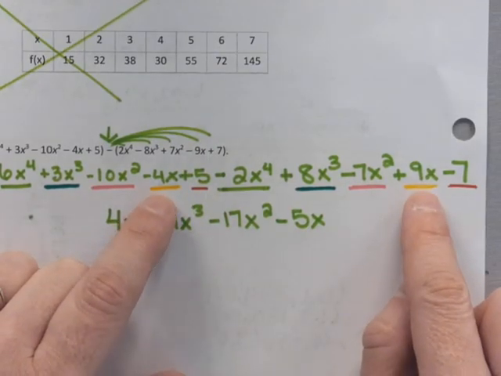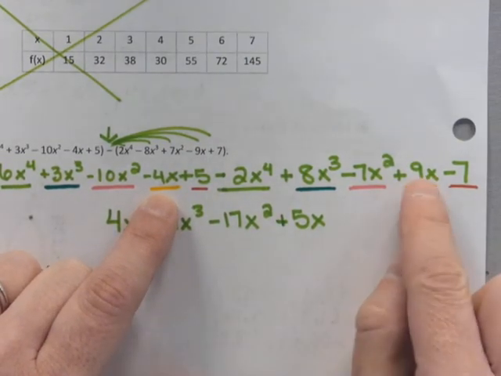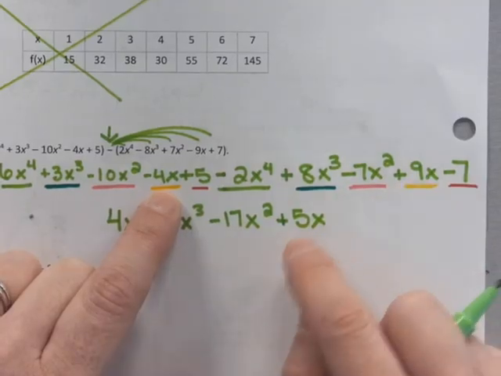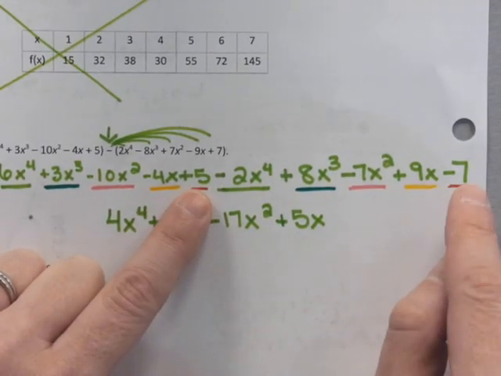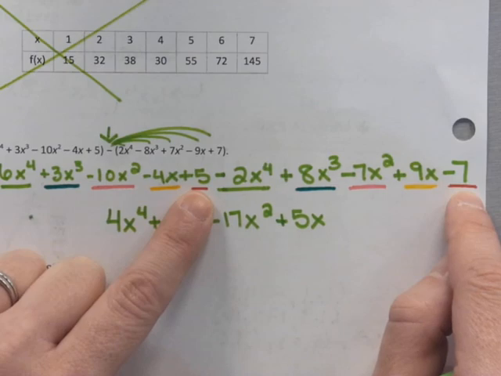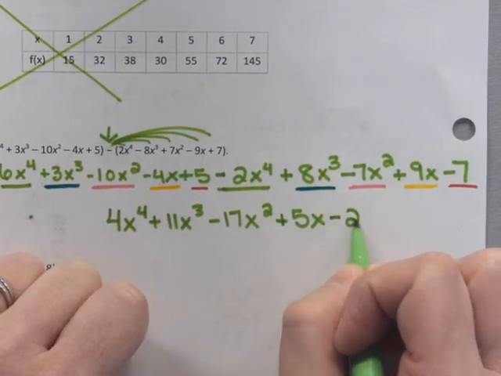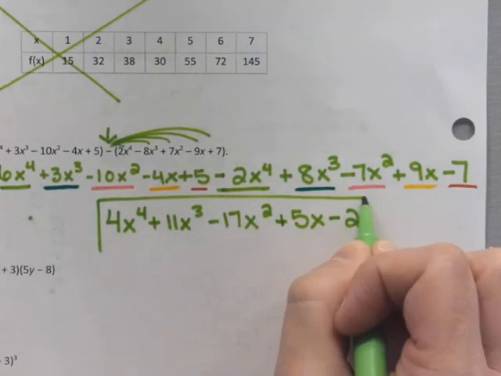Oh, wait, what did I do? It is positive. Oh, sorry. 9x minus 4x. Yep, it's a positive. Thank you. 5 take away 7. Negative 2. And this would be my final answer.